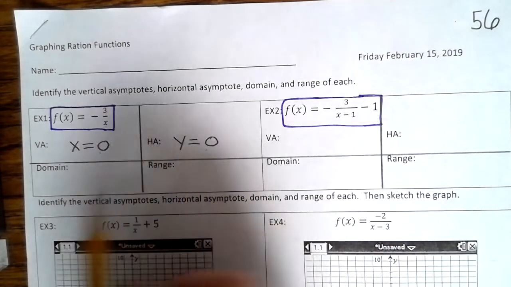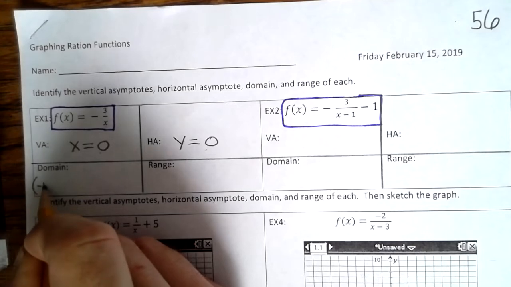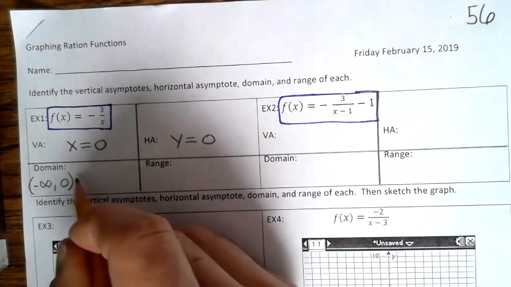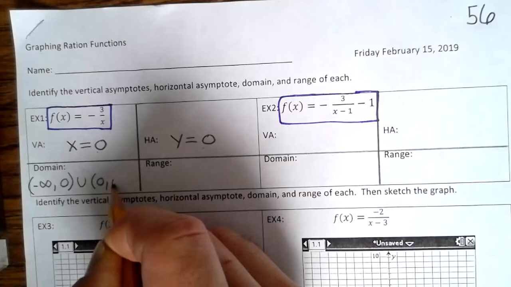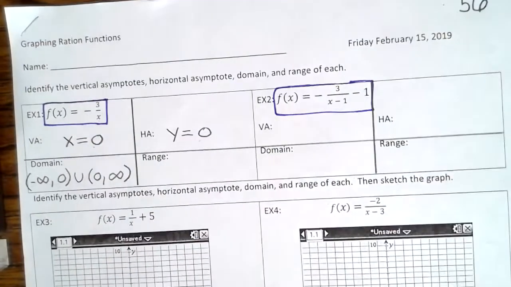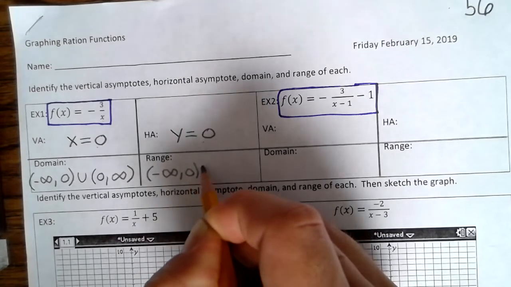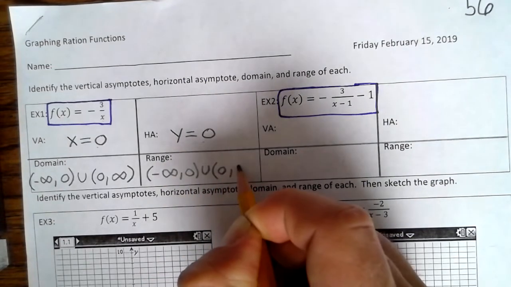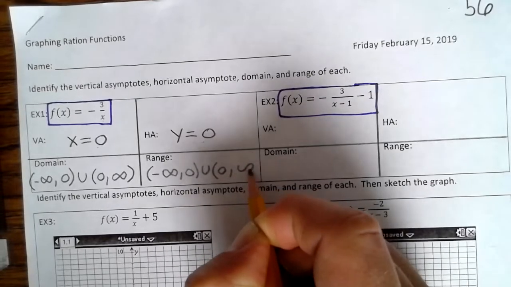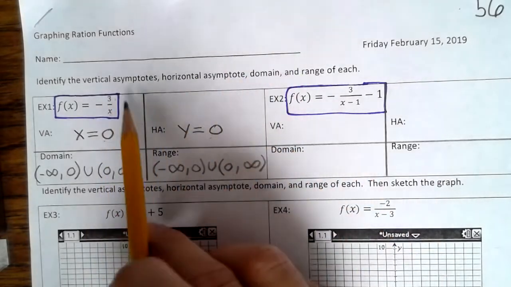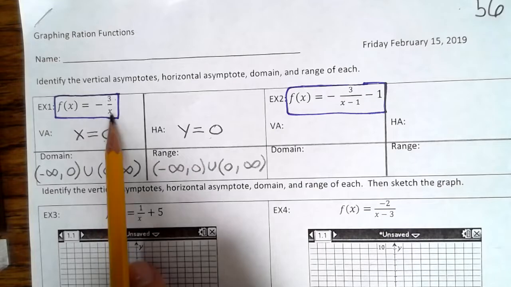So domain is negative infinity to 0 or 0 to infinity. And the range is the same thing, negative infinity to 0 or 0 to infinity. Okay. The negative or 3 doesn't affect that. It's basically, we're treating this as the parent function, okay?